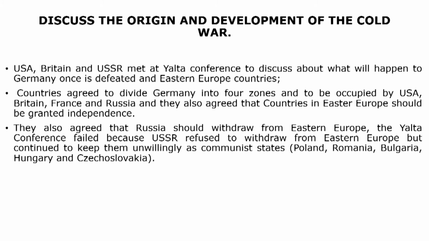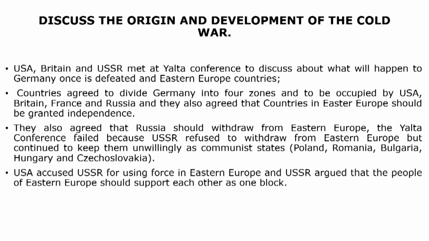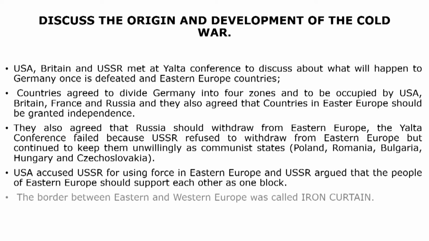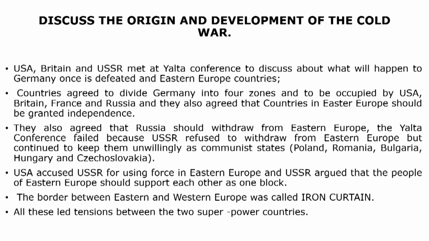The Yalta Conference failed because USSR refused to withdraw from Eastern Europe, but continued to keep them unwillingly as communist states. USA accused USSR of using force in Eastern Europe, and USSR argued that the people of Eastern Europe should support each other as one bloc. The border between Eastern Europe and Western Europe was called the Iron Curtain. All this led to tensions between the 2 superpowers.